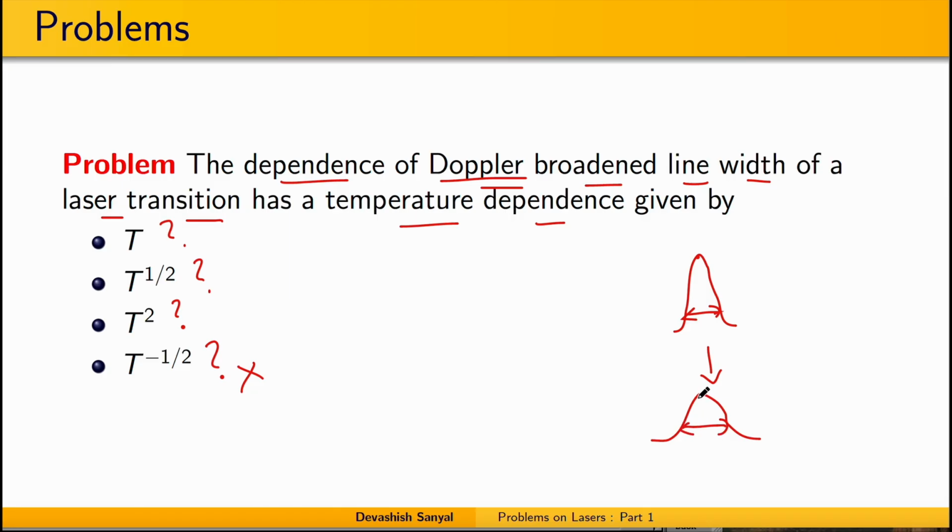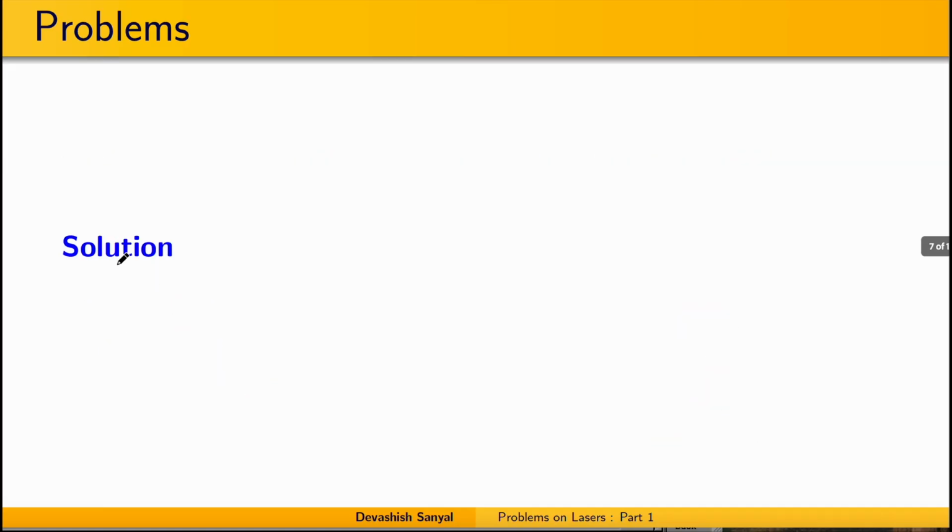So this is where my central line is, and then on the left and right there will be lines of lower intensity. So this width actually goes as T to the power half. So this is the correct answer. The Doppler broadening goes as T to the power half.